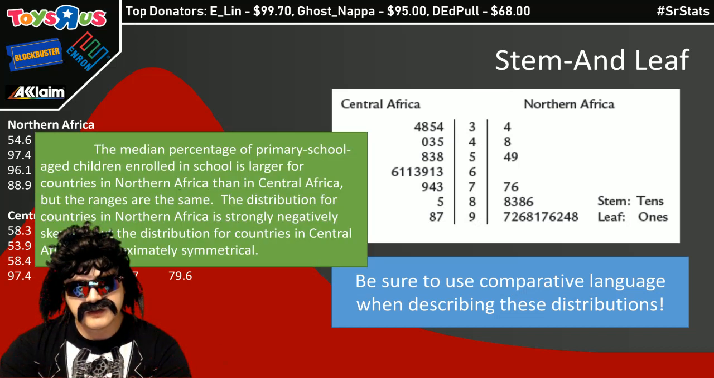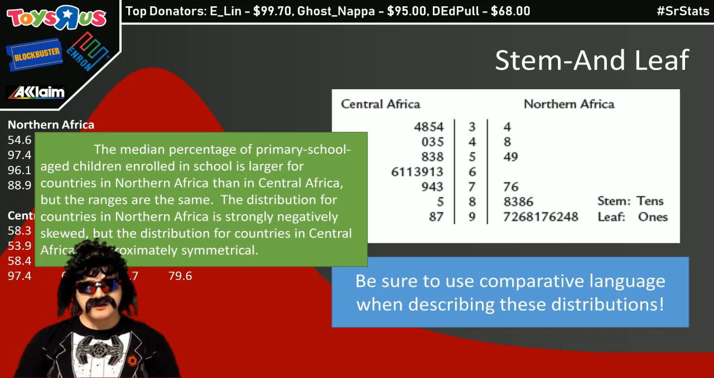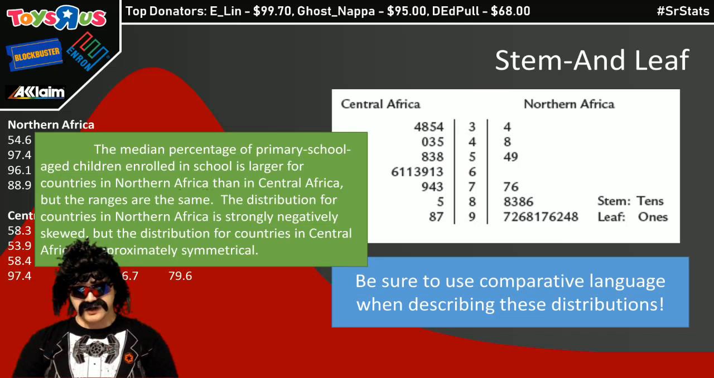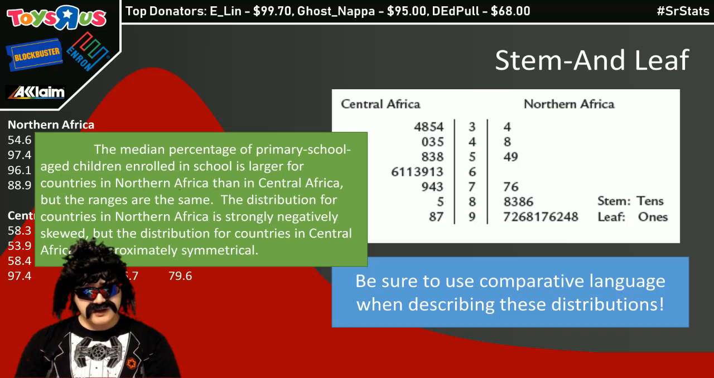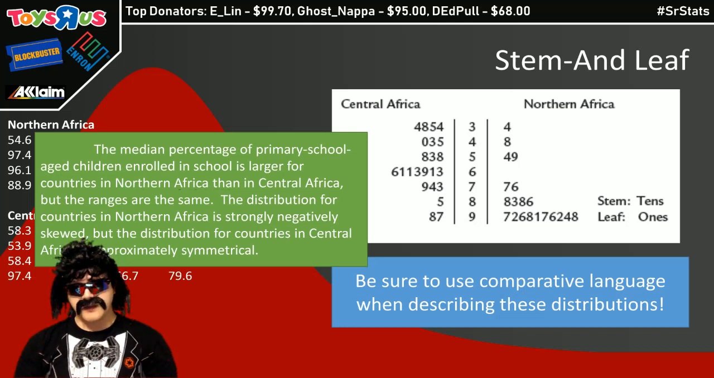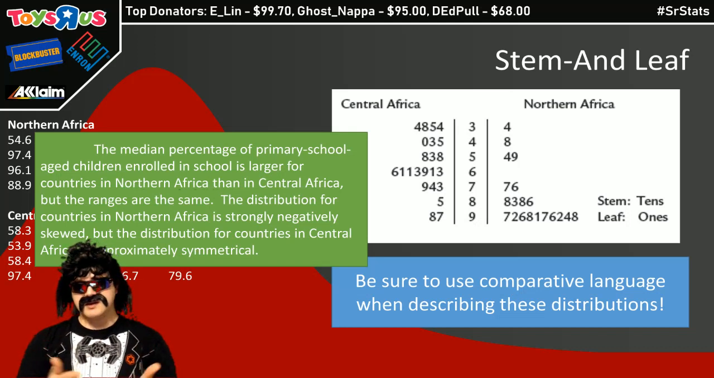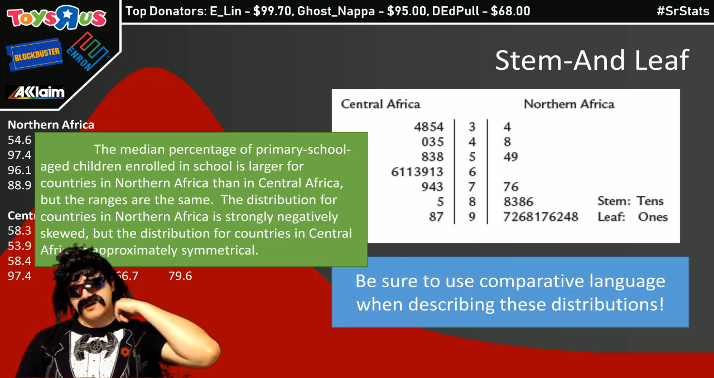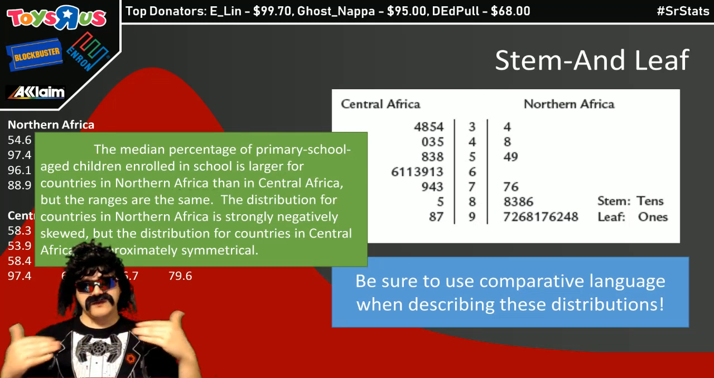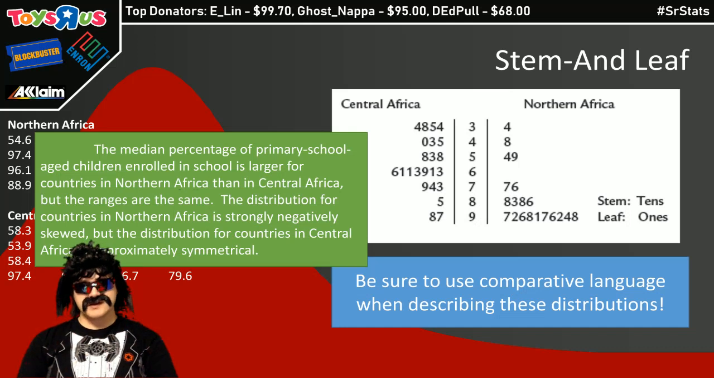Right. So the good thing about looking at this is the median percentage of primary school age children enrolled in school is larger for countries in Northern Africa than Central Africa, but the ranges are the same. The distribution for countries in Northern Africa is strongly negatively skewed, but the distribution for countries in Central Africa is approximately symmetrical. Again, notice that you have that little bit of a tail on Northern Africa, but it's more of a symmetrical shape for Central Africa.